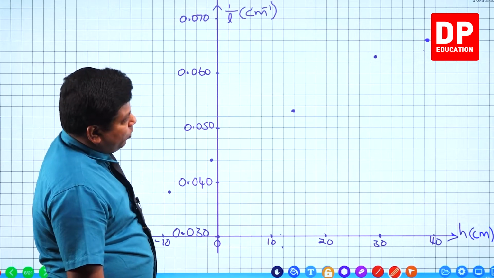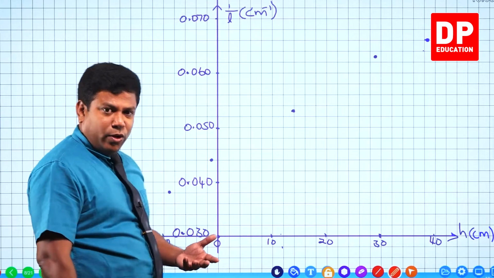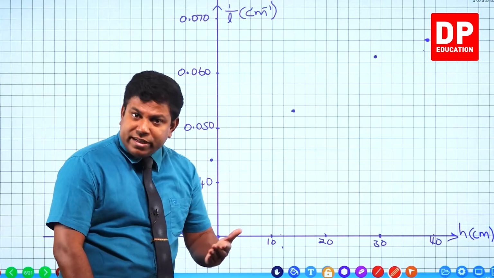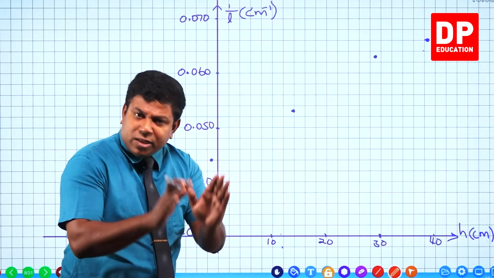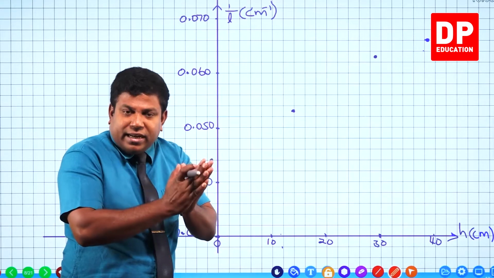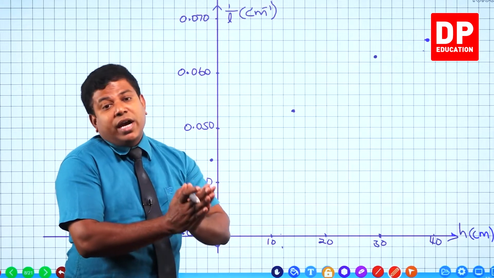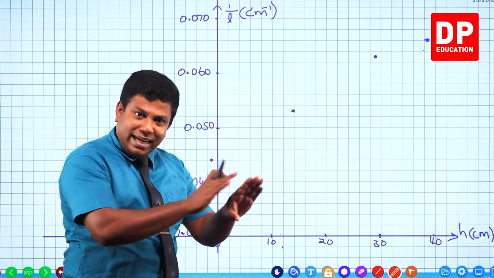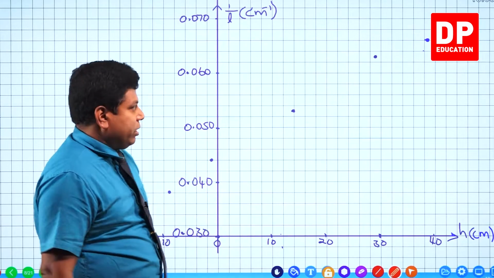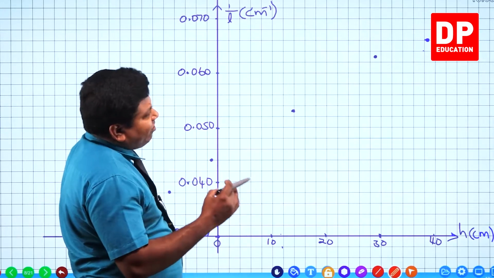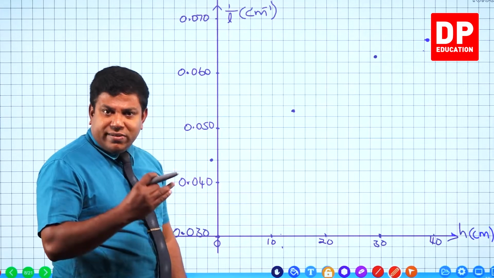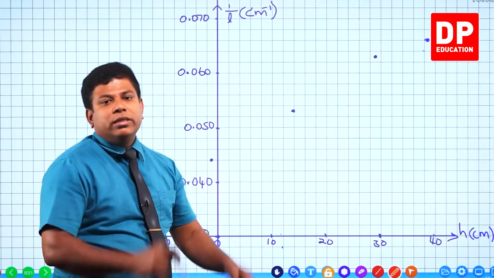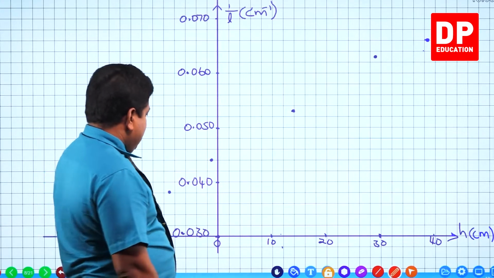Let's see how we can draw a straight line. Obviously, when you do an experiment, you can't expect all the points to fall on the same straight line because an experiment will have experimental errors. So practically, if you get all the points falling on the same straight line, it's a miracle. It never happens. In theory, yes, but practically it won't. So we have to draw the line of best fit, whichever line covers most of these points and goes close to all these points. Let's see.